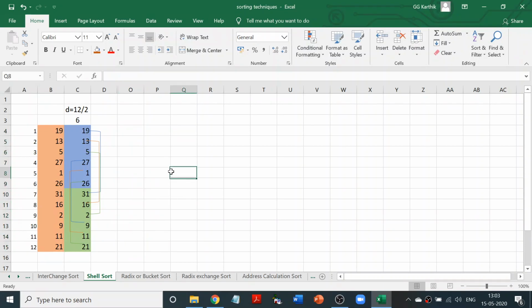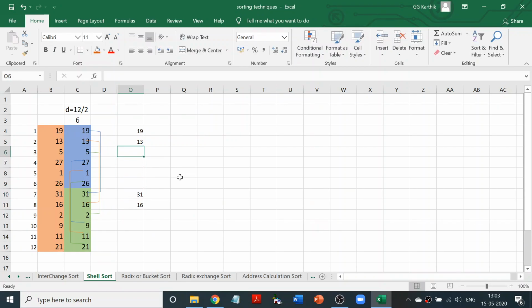Right, so let me start now. I have to compare the first 1 and 1. So 19 is compared with 31. So I'm going to write 19 here, and 31, no change. 19 is smaller, so it always stays in the top list. Now I'm comparing 13 and 16. Here also there is no change. 13 is here, 16 is here only.